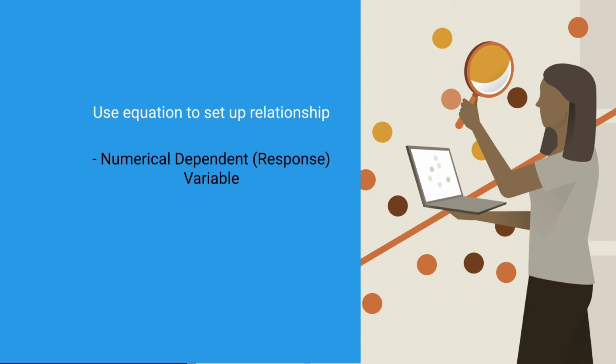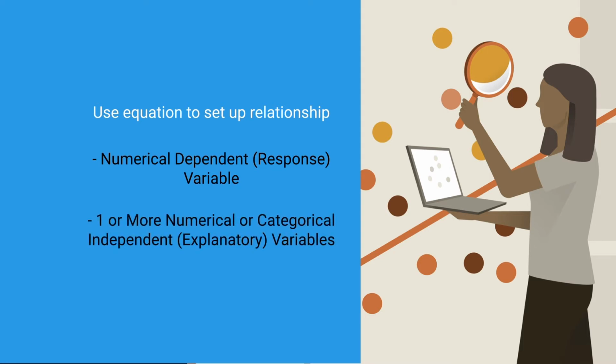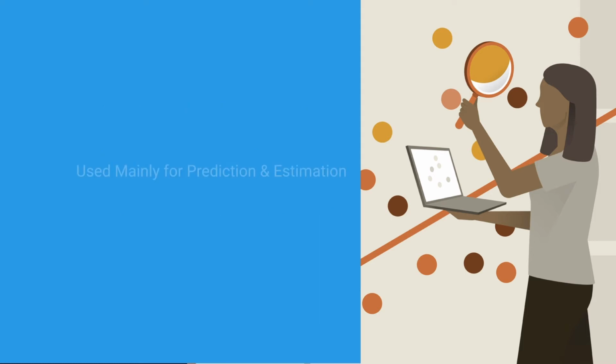A numerical dependent, or we can say the response variable, and one or more numerical or categorical independent explanatory variables. So this is used mainly for prediction and estimation. That is the reason we say that in the regression model we are mainly emphasizing prediction and estimation.